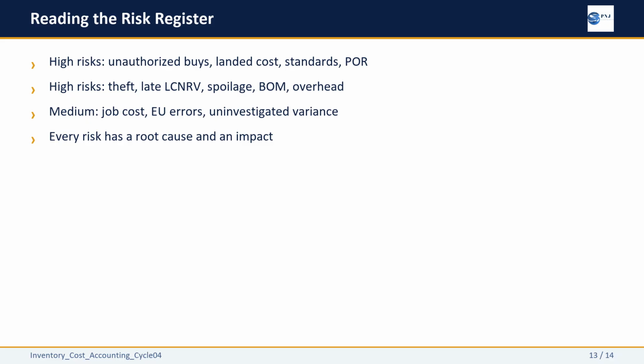The medium risks are real but more contained. Job cost sheet errors, equivalent unit calculation errors, variances not investigated, physical count errors, and an ABC model that is not updated. The discipline of the register is that every risk lists a root cause and an impact, so you treat the cause, not the symptom. That sets up everything we apply next.